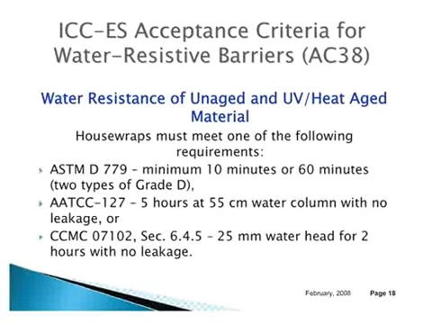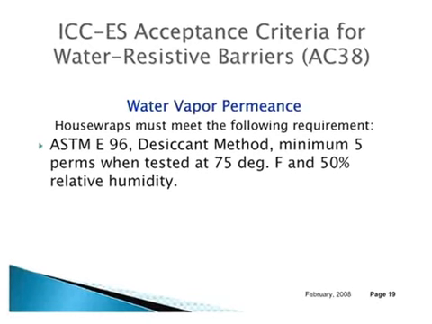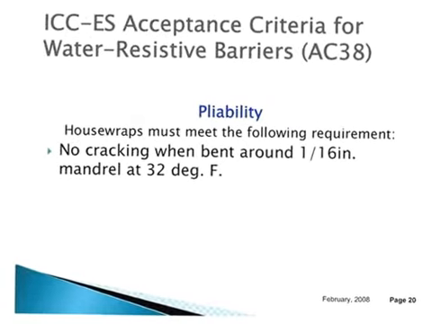For water resistance, again, there's a choice of 3 water resistance standards that they can meet. Since this is a real critical function of a Housewrap, they can go to ASTM D779, AATCC 127, or CCMC 07102. Once they meet the requirements listed in any one of these 3 standards, they would meet the acceptance criteria. For water vapor permeance, there's a minimum requirement of 5 perms to be met, and the test method is ASTM E96.